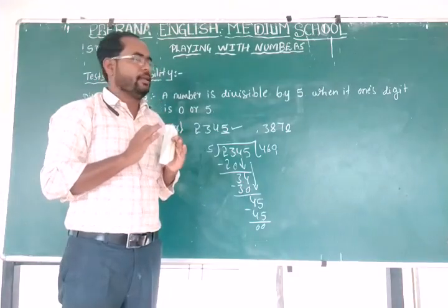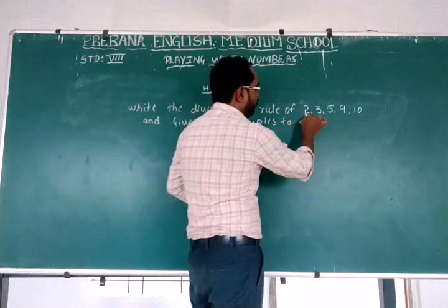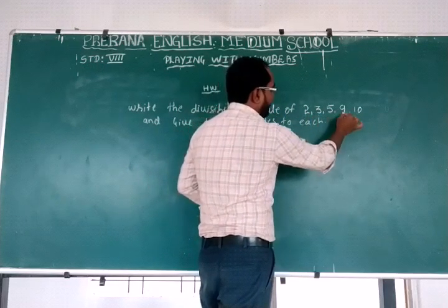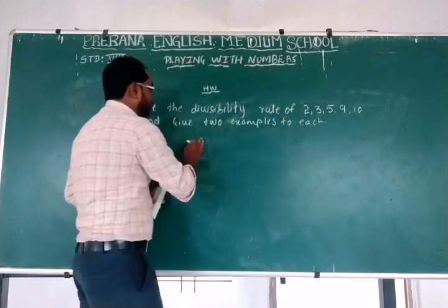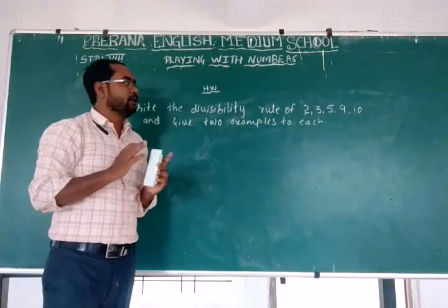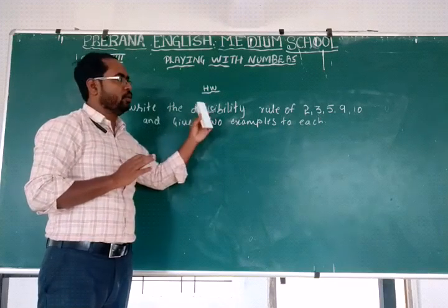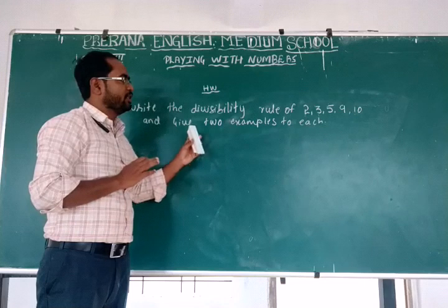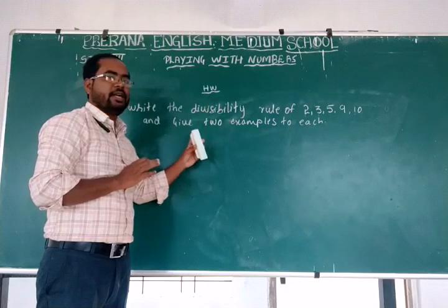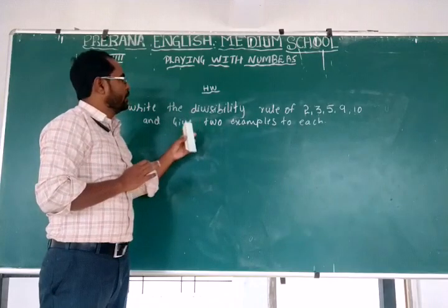The homework. Write the divisibility rule of 2, 3, 5, 9, 10 and give 2 examples to each. So write the divisibility rule and give 2 examples to each divisibility rule. For divisibility by 2, give 2 examples. Divisibility by 3, write the rule and give 2 examples. Like that you solve the given homework in your home.